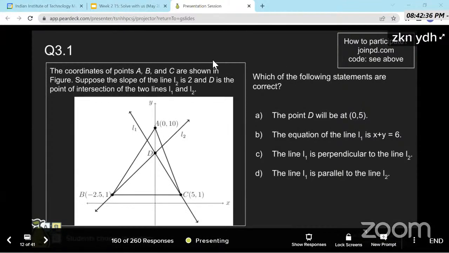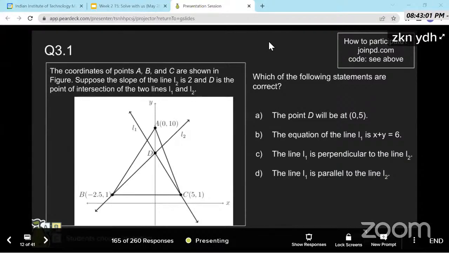I request all of you not to post your answers or options in the chat window, because that will be disturbing others. So put it here in the Pear Deck. Let's take the response from there. Do any of you need some more time to solve this? Yes, sir. No, sir. Maybe I'll give you another 1 minute. Yes, I'll give you another 1 minute.